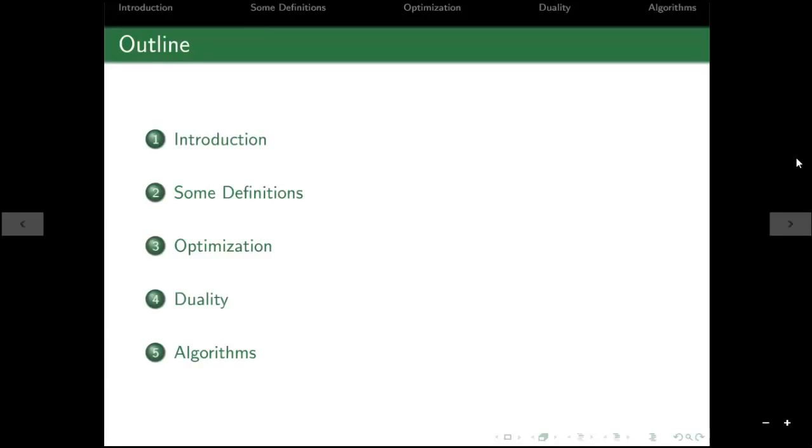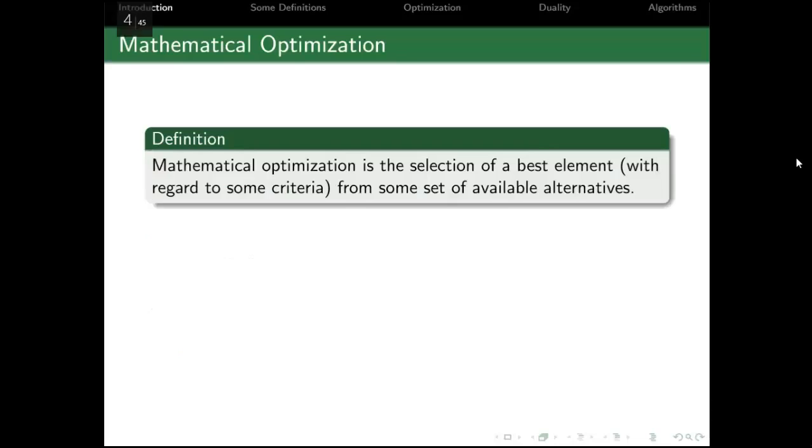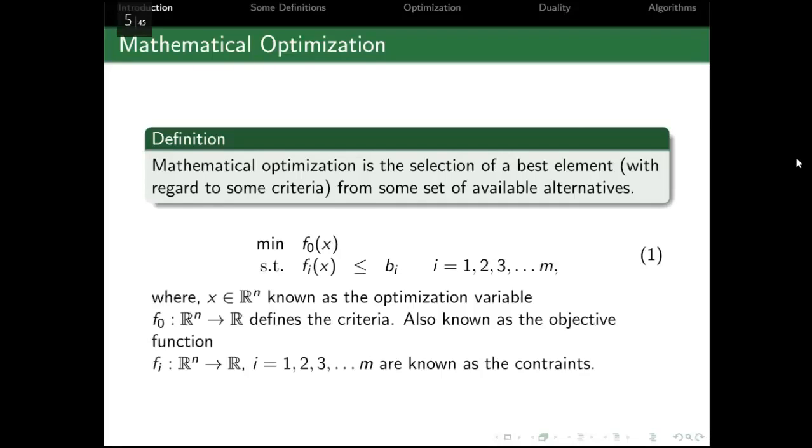This tutorial is broken into 5 chunks. First, let us start off with the introduction. What is mathematical optimization? Mathematical optimization, according to Wikipedia, is the selection of a best element with regard to some criteria from some set of available alternatives. Now, let us look at the mathematical formulation for the same.